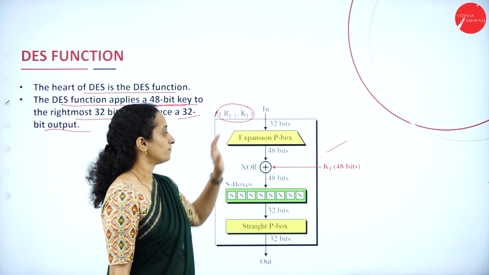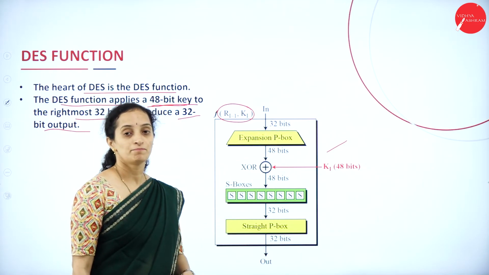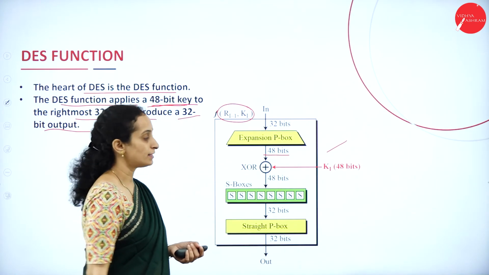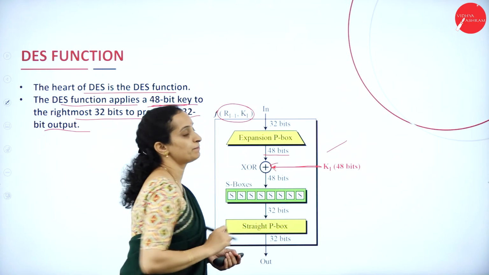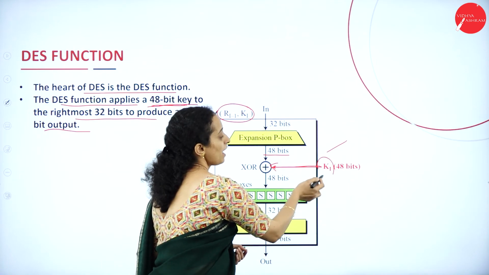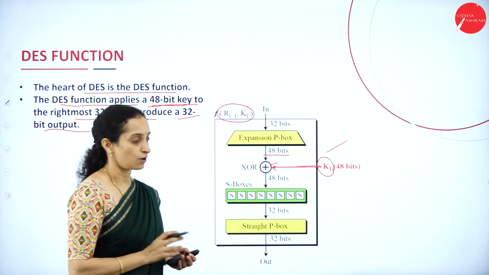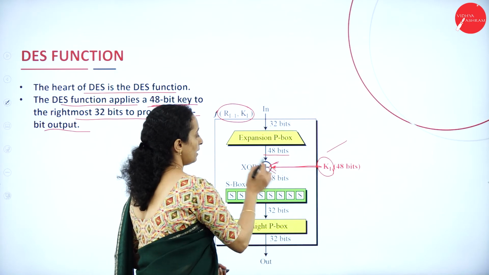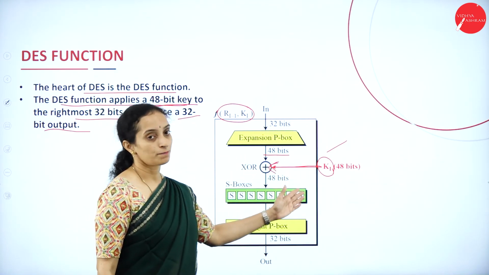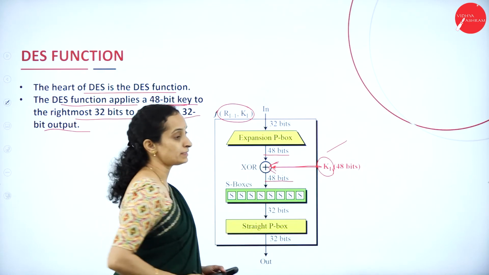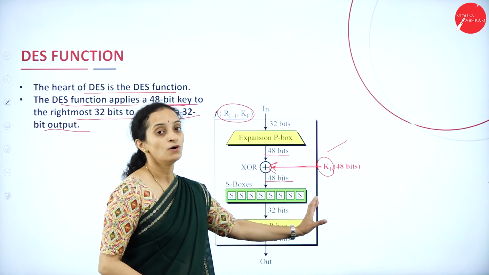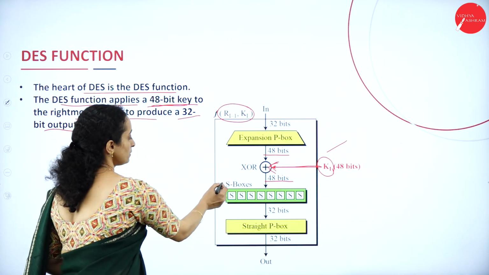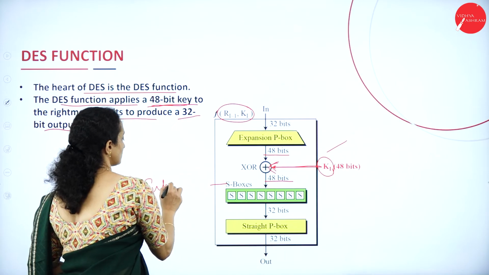non-invertible. The 32 bits will be applied to the expansion P box. It will be expanded to a total of 48 bits. This 48 bits is combined with the 48 bits of key, which is ki in that particular round, and will be XORed. The XOR operation produces 48 output bits. These 48 bits are applied to 8 S boxes. What is an S box? Substitution box.